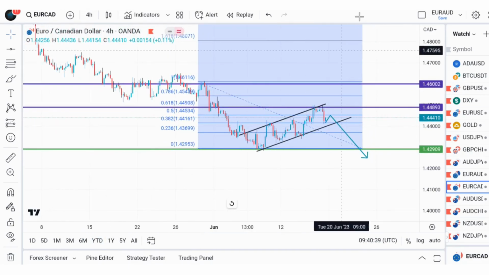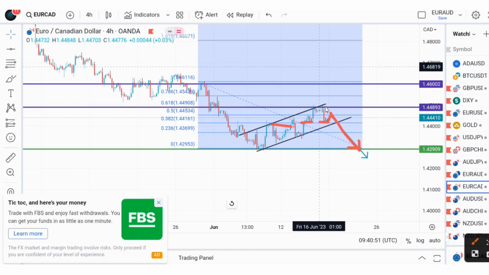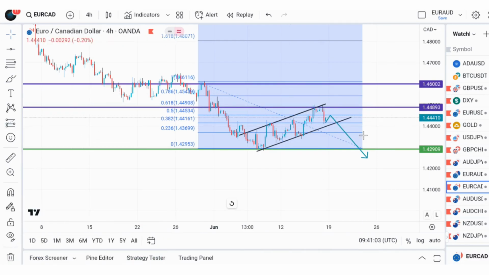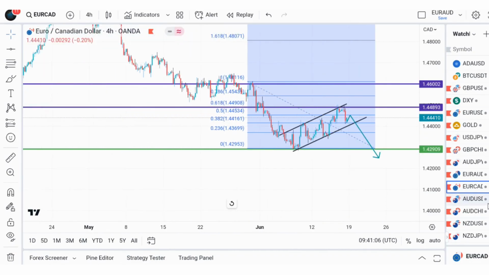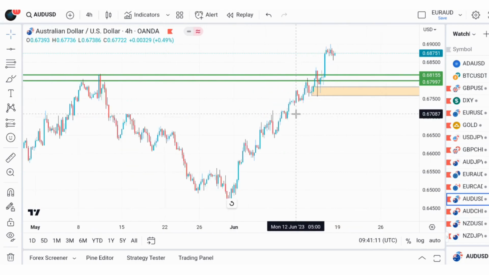So the 4-hour time frame is actually showing a sign of rejection at this particular level, but might have rejection back to this level and then maybe a breakout of that particular level. But we have a rejection of this supply level right here, so actually we should see a move back to 1.42909 right there. So let's check the next pair, which is AUD US dollar.